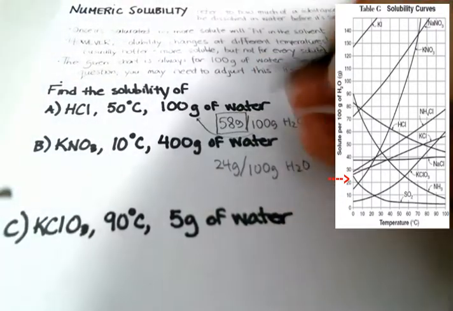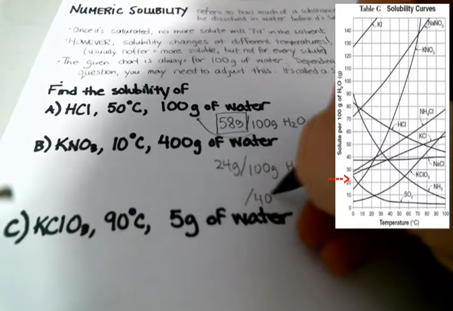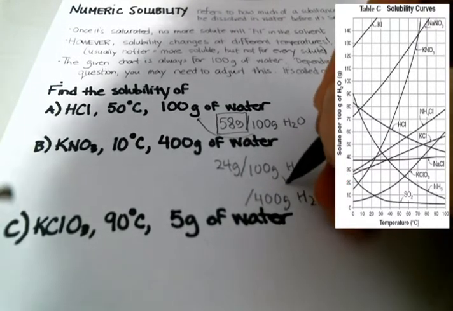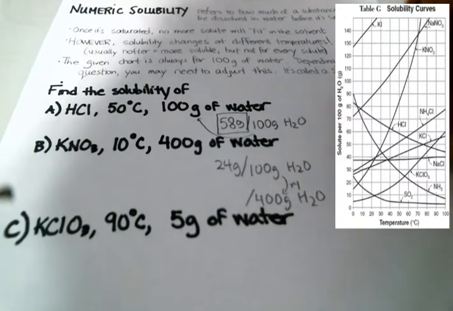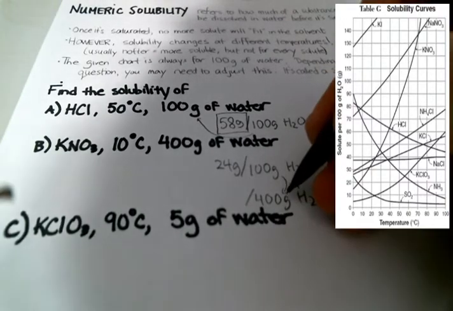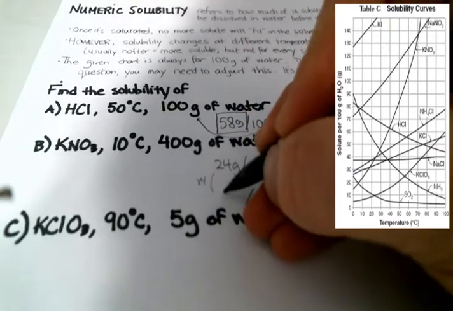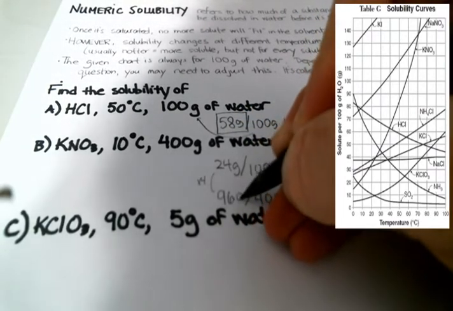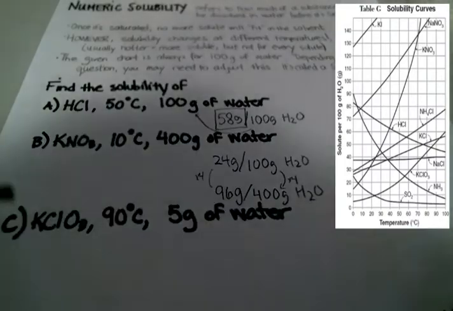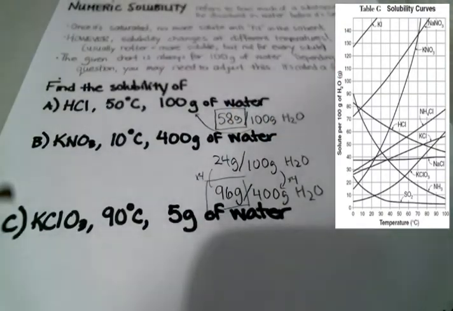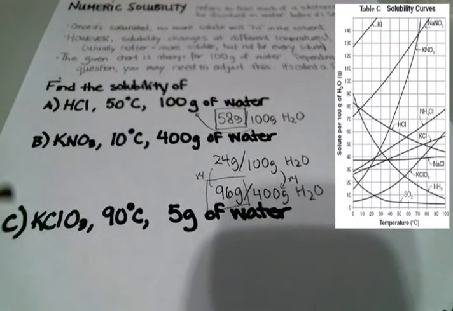But I want to know what it is per 400 grams of water, not per 100 grams. So I know that to get to that, I have to multiply by 4. And it makes sense. If I've got 4 times the water, that means I have 4 times the solubility. So you're going to end up with 96 grams being the solubility of potassium nitrate in 400 grams of water, or a little bit less than a water bottle.